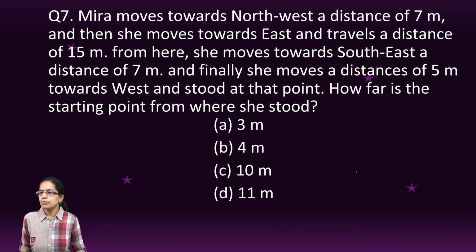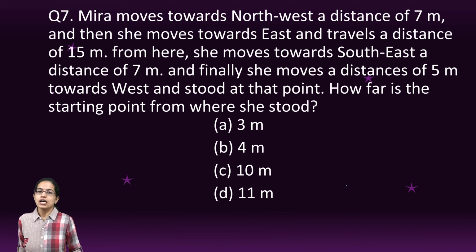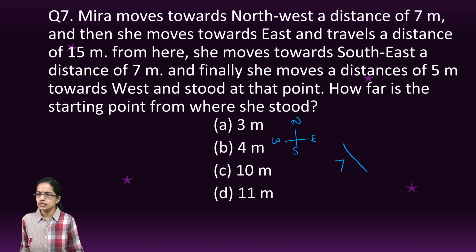Now here Mira moves towards northwest, a distance of 7 meters. So what is northwest? So you have north, south, east and west. So this direction is northwest. So Mira moves 7 meters here.